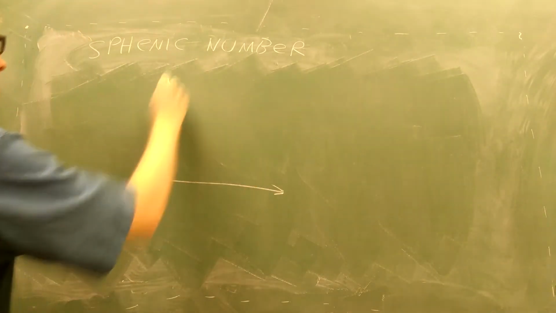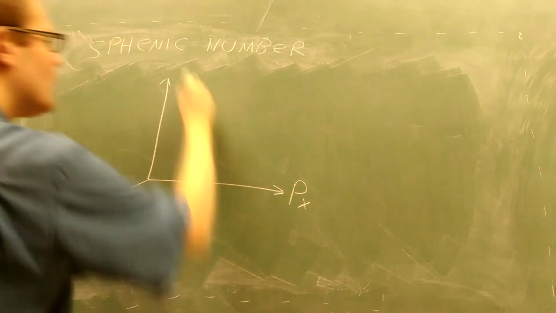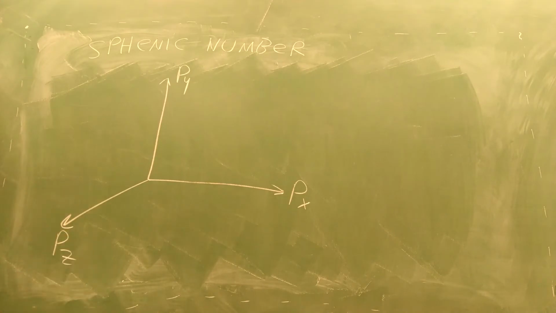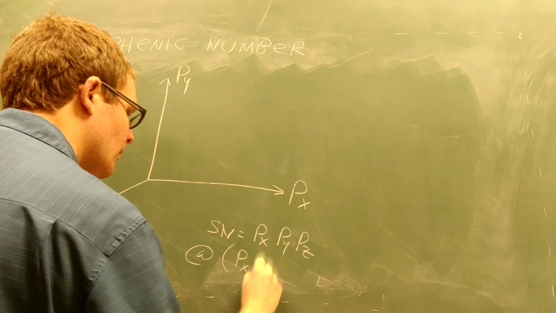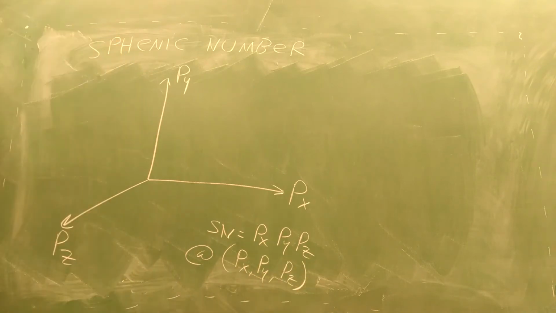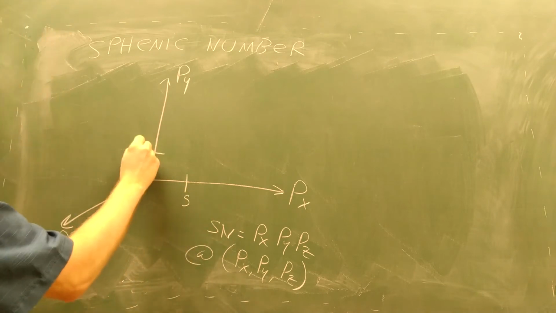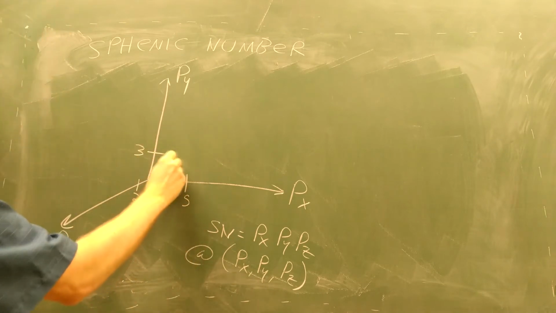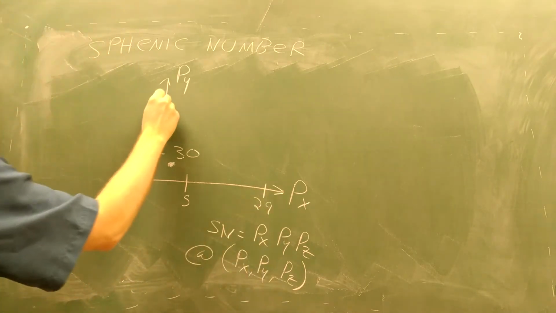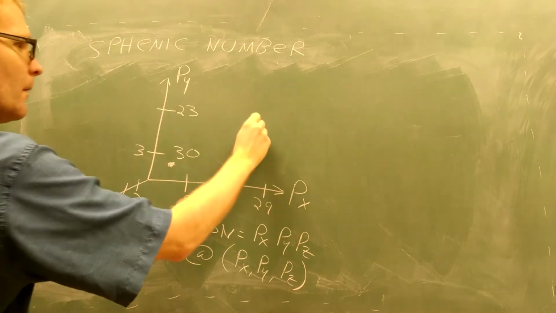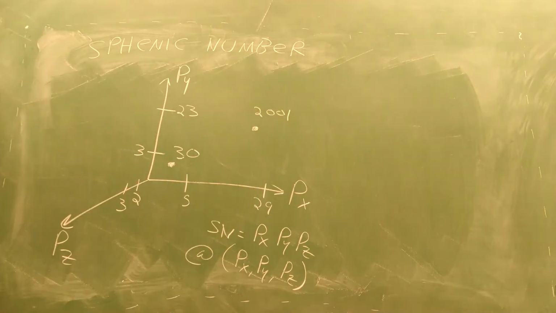In this video, we're going to use a code to visualize Sphenic numbers using three axes to represent the three prime factors. A Sphenic number, given by px times py times pz, is going to be found at coordinates px, py, pz. So for example, 30 is going to be located at px equals 5, py equals 3, and pz equals 2. 2001 is going to be located at px equals 29, py equals 23, and pz equals 3.